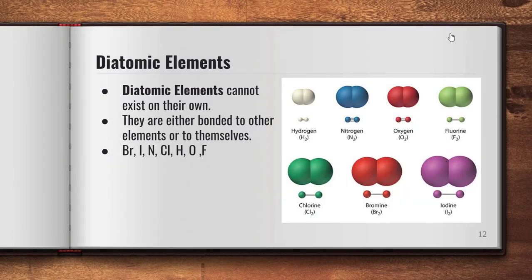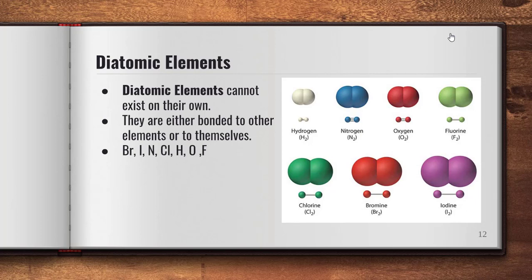Something that we need to make sure that we address, and I will go ahead and address it now, although we'll probably take a look at it again when we start talking about chemical reactions, are what are known as diatomic elements. And these are elements that cannot exist on their own. So for example, you will never find a hydrogen atom by itself or a nitrogen atom by itself in nature. They're typically either bonded to other things, or if they're not, they bond to themselves. So you'll see this quite a bit. If I ever write hydrogen, I'll never write H, I'll always write H2. That's because the chemical element bonds to itself when it's in its elemental state.